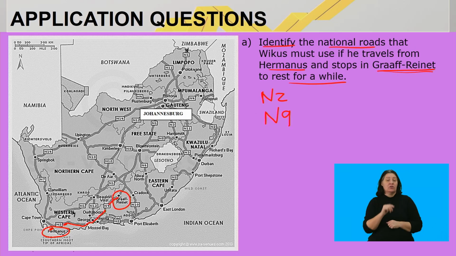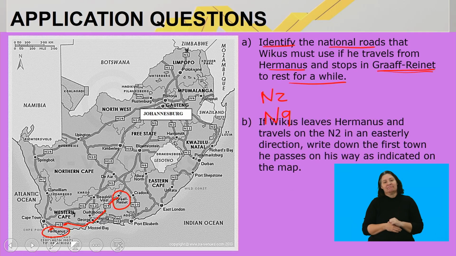So it's important you have to identify the national roads that Wikus is going to travel between the two places indicated here. Guys, I hope that is all clear to you. Okay, so let us quickly look at our next question. Sorry, I wrote here. So let me just say this plus the N9.